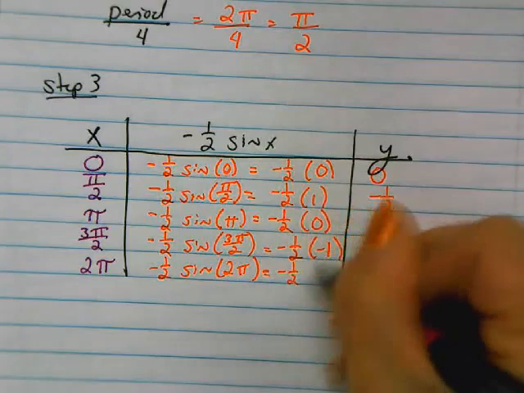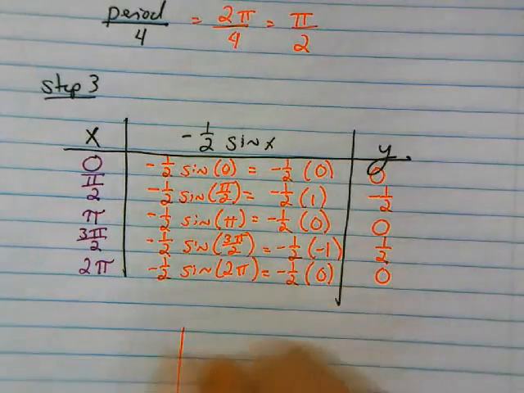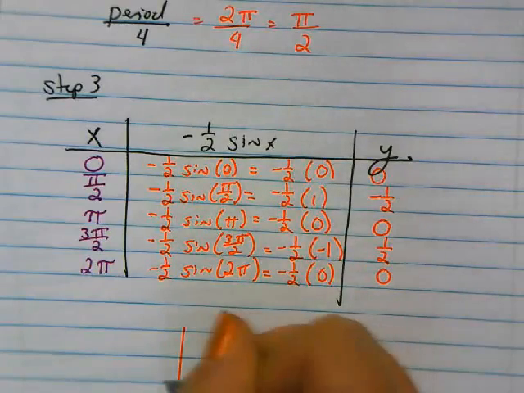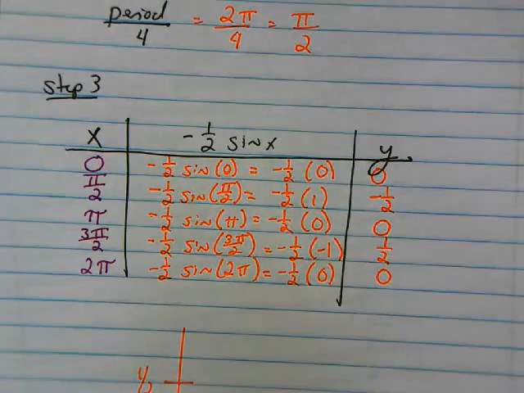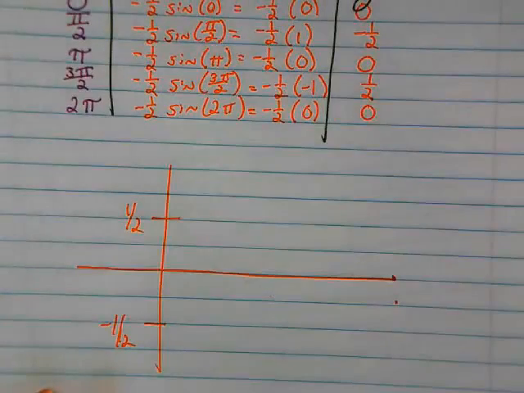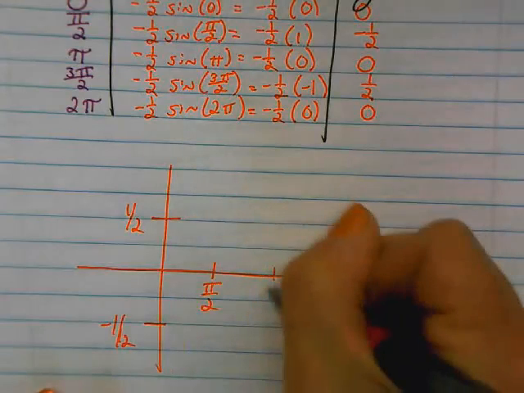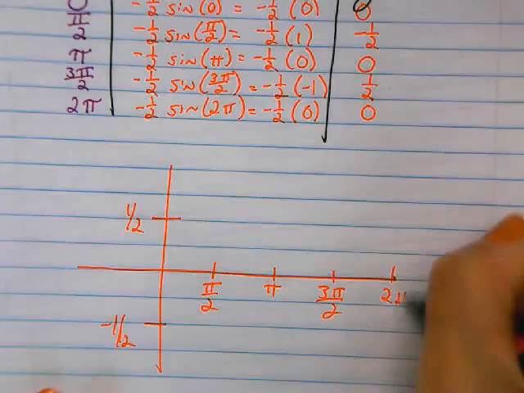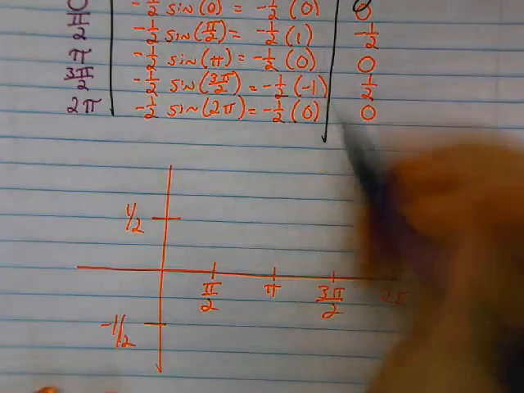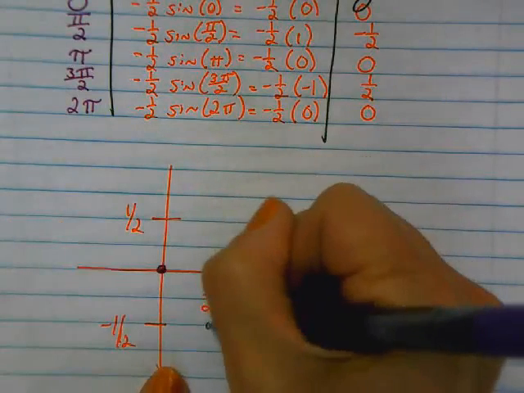So my amplitude goes to 1/2 and to negative 1/2. I'm going to have pi over 2, pi, 3 pi over 2, and 2 pi. Okay, so 0 is 0. This time I'm going to go down. Anybody want to guess why? Because your amplitude was negative, which causes your curve to flip over the x-axis.